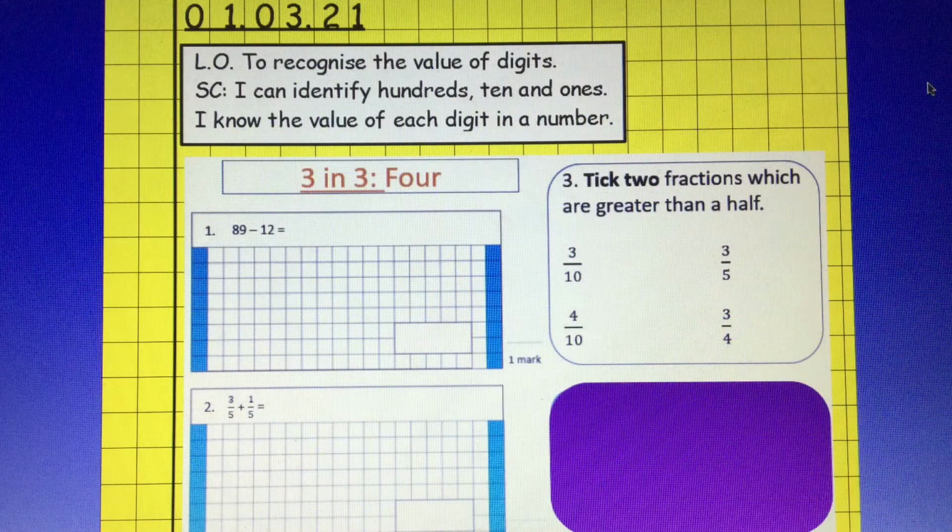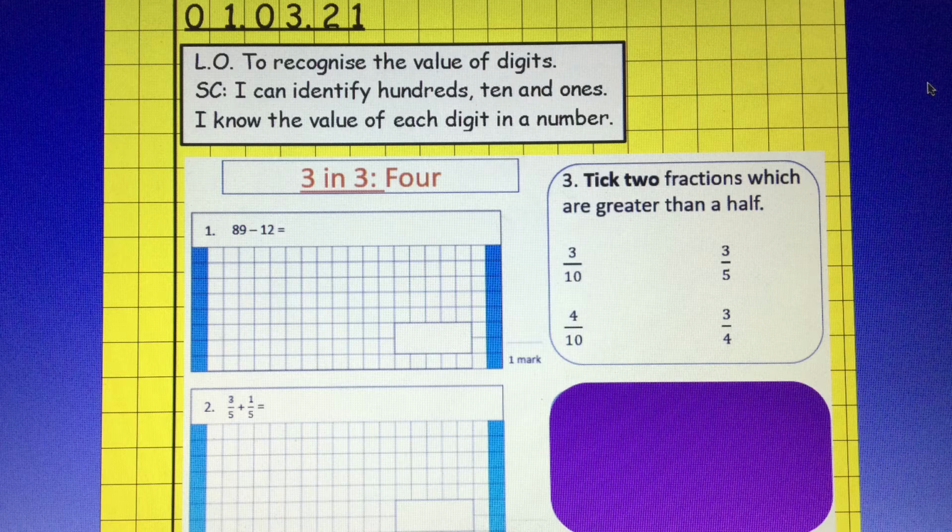Our LO today is to recognise the value of digits. Success criteria: I can identify hundreds, tens and ones. I know the value of each digit in a number. We're going to start with our 3 in 3. You're going to need a 3-minute timer. I'm going to read the questions to you once. You're going to time yourself and see how you do.